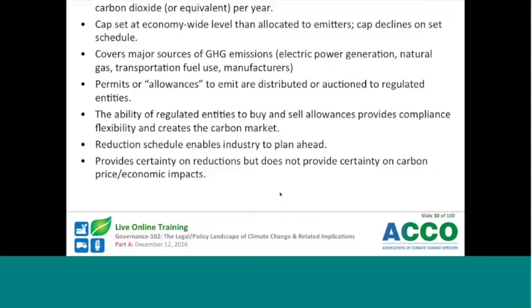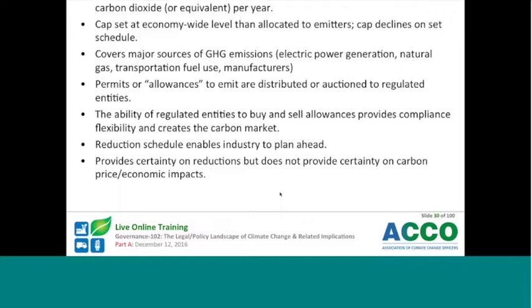Now, what this does is the cap and trade system can provide certainty on reductions, but it doesn't provide certainty on the carbon price or the economic impacts. The reason for that is you can dictate what the ultimate volume of emissions is going to look like, but if you're not quite certain who's going to be able to perform under the cap, then you don't know what the supply of emissions allowances is going to look like. And if you set a cap that ends up being too easy for folks to get under, then the supply becomes very large and the price will be very cheap.